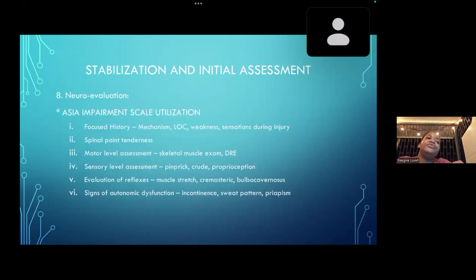And then we can do a more detailed neuro examination, and it was talked about previously, but the ASIA impairment scale would be utilized at this point. So in the more detailed neuro history, you need to ask key questions. So we want to know the mechanism of injury: hyperflexion, extension, axial loading, history suggestive of loss of consciousness, history of weakness, occurrence of numbness or tingling at the time of injury.